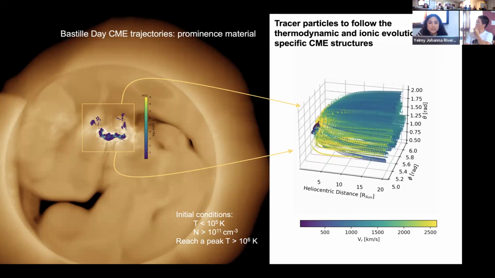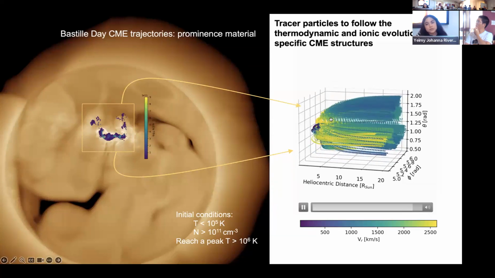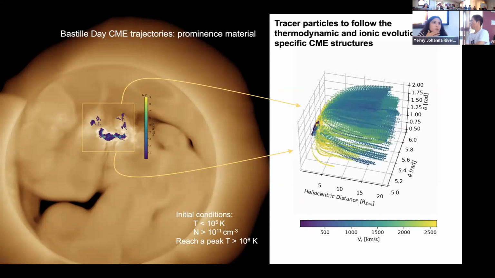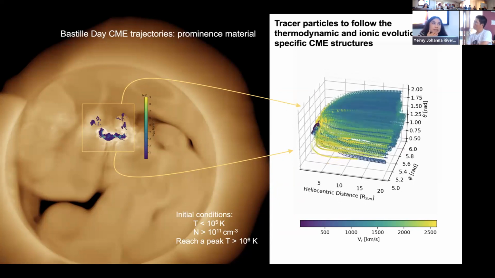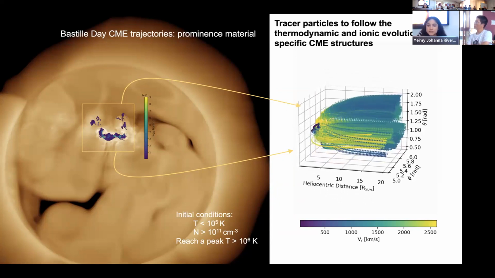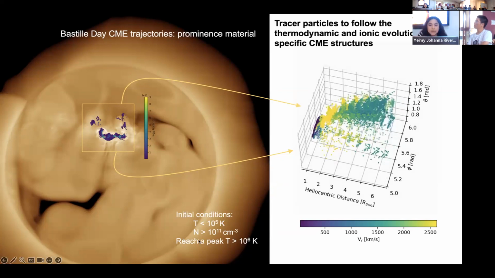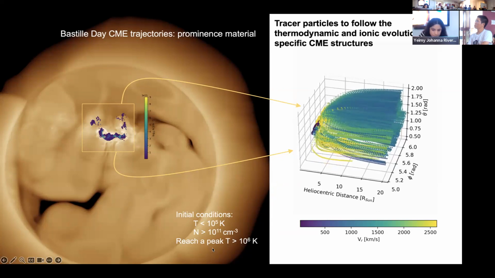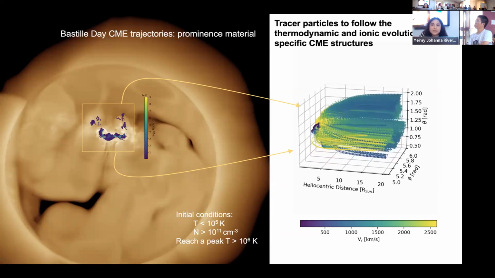So we set the conditions that we were really interested in the particles that were actually flowing out of the simulation box. Those would be the particles that would conceivably be measured by something like ACE, right, a particle detector in the heliosphere, making it out of the corona. And in this case, for instance, tracer particles that were prominence material that reached over 1 million Kelvin.